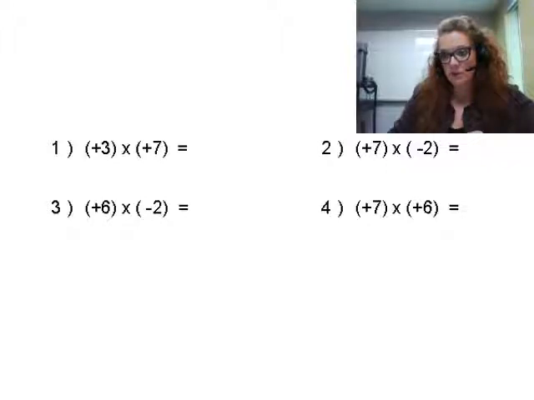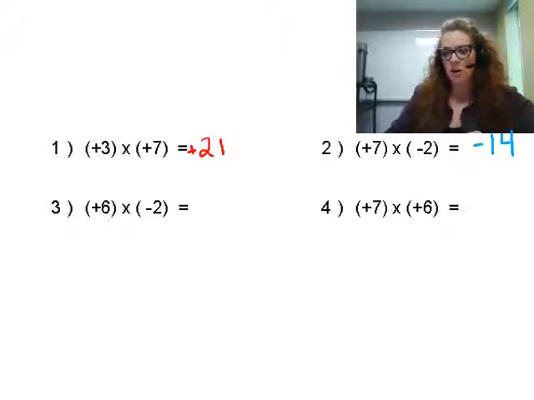Let's try a few examples. 3 times 7, so positive 3 times positive 7. Matchy matchy, all is well, so it's a positive answer. You don't need to write the positive sign, it's understood. If you want to, you can. Just like that. Okay, let's try number 2. 7 times negative 2, so positive 7 times negative 2. These are not matchy matchy, so one is a positive, one is a negative. That means our answer is going to be negative. Anytime the signs don't match in multiplying and dividing, it's a negative.